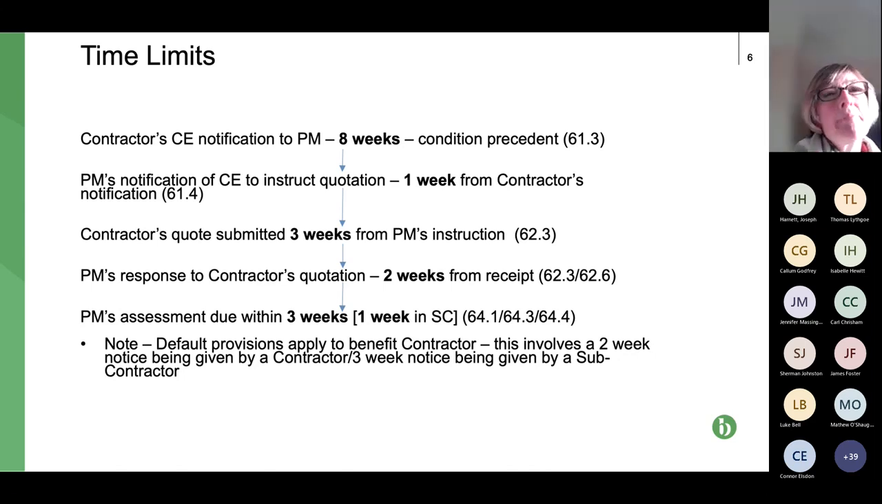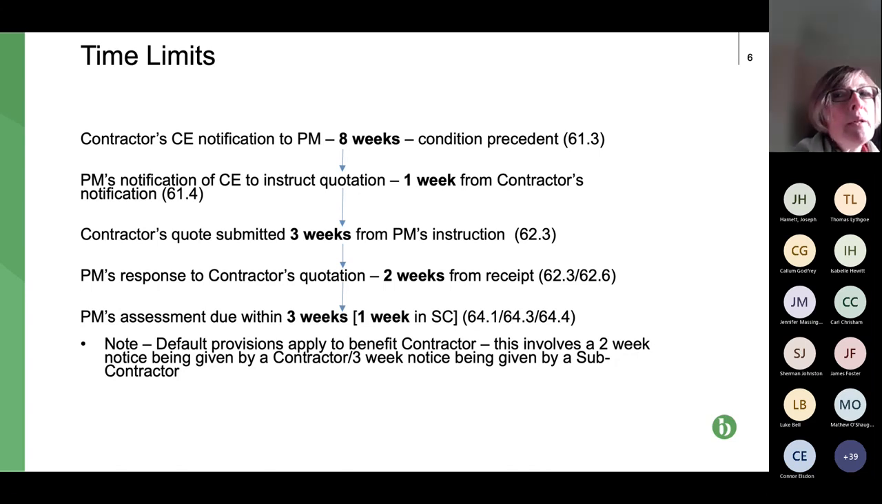So in our example, PM forgets to respond in those 2 weeks. What does the contractor do? Well, the contractor has to send another notice saying, PM, you haven't responded within your 2 weeks. We're giving you another 2 weeks to respond. And if the PM doesn't respond in the second lot of 2 weeks, then PM is deemed to have accepted the quotation that the contractor submitted.